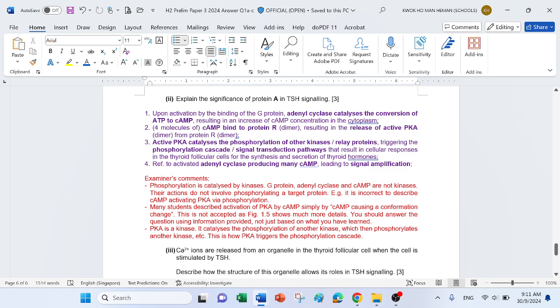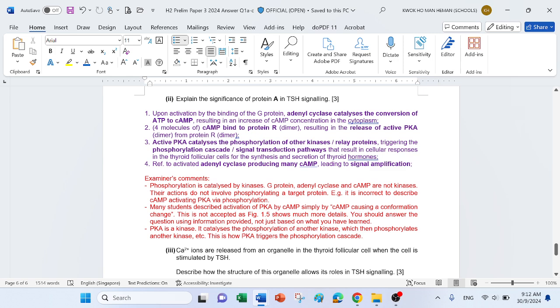So PKA is a kinase, right? Protein kinase A. So a kinase catalyzes phosphorylation of other proteins, or other kinases. So in this case, the PKA would phosphorylate another kinase, which then gets activated and phosphorylates another kinase, and so on and so forth. And that is the phosphorylation cascade, right? So to trigger the phosphorylation cascade, give a bit more detail to talk about how PKA activates another kinase via phosphorylation.